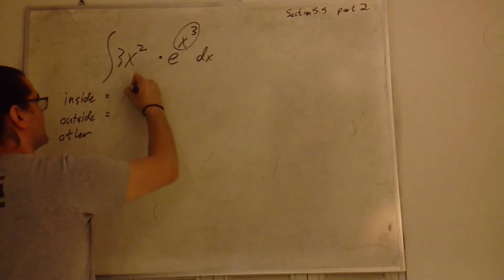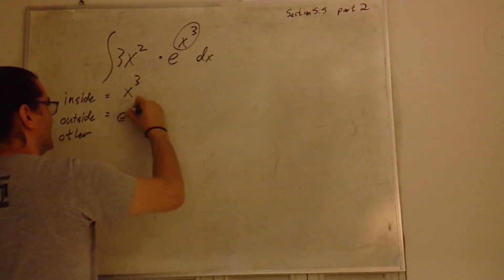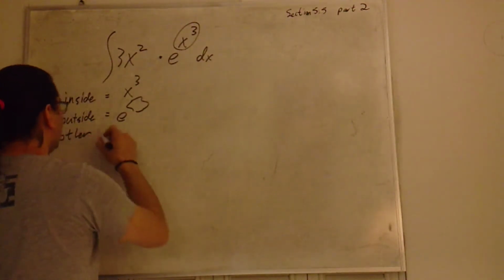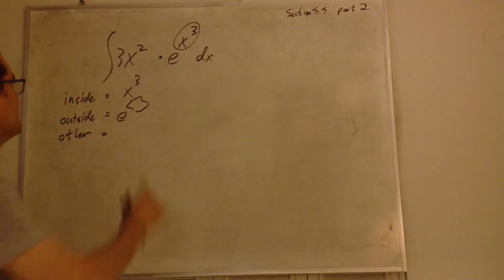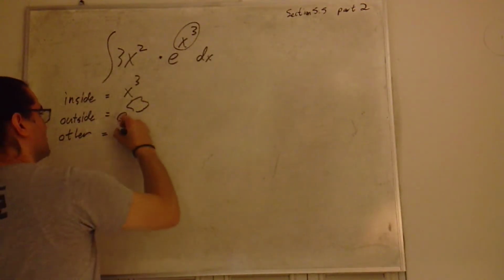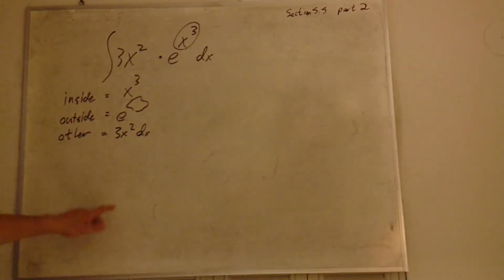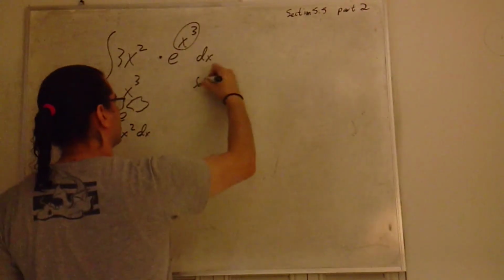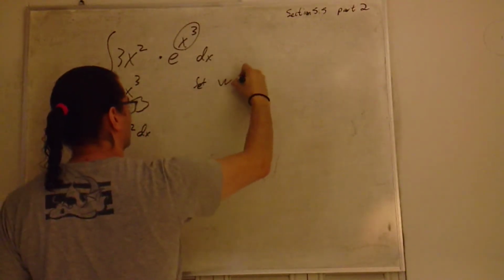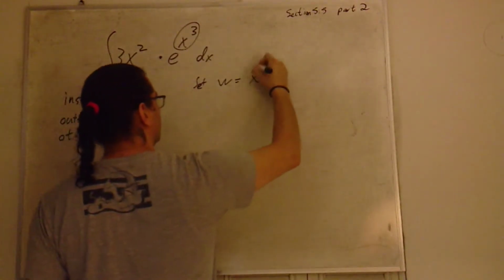So the inside is going to be our x cubed. The outside will be e to the blob. And the other is going to be literally everything else: 3x squared and a dx. So we can set w equal to the inside.